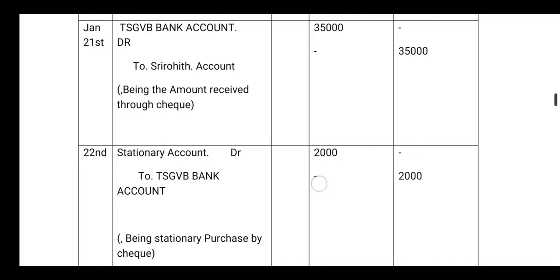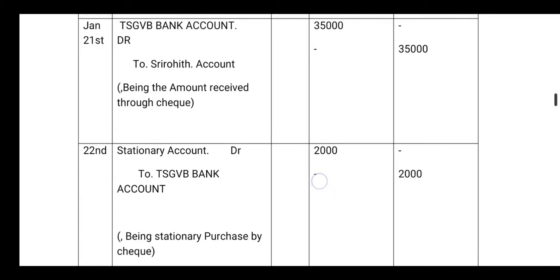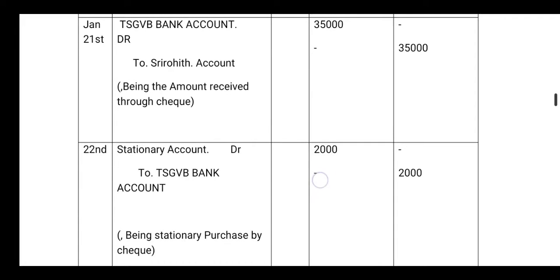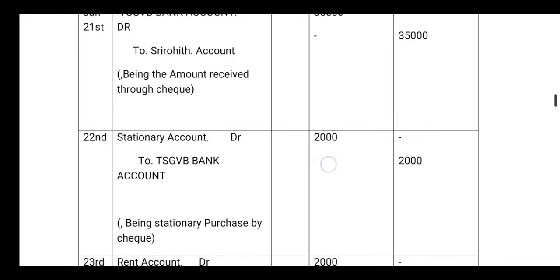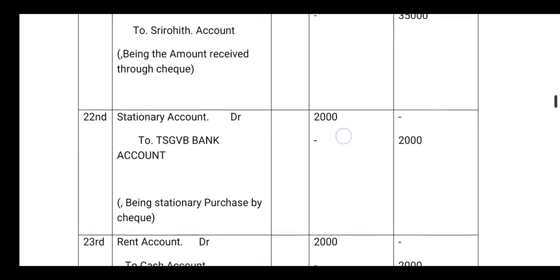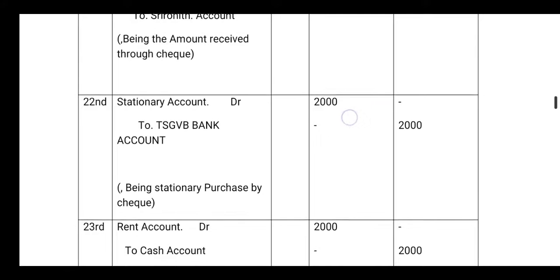It is the amount received from Sri Rohit. Here he paid with the help of a check. Here bank account is debit, Sri Rohit account is credit. Here 25,000 debit and Sri Rohit account is credit, being the amount received through the check.